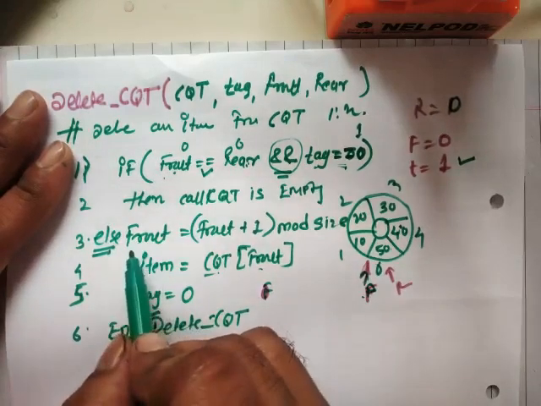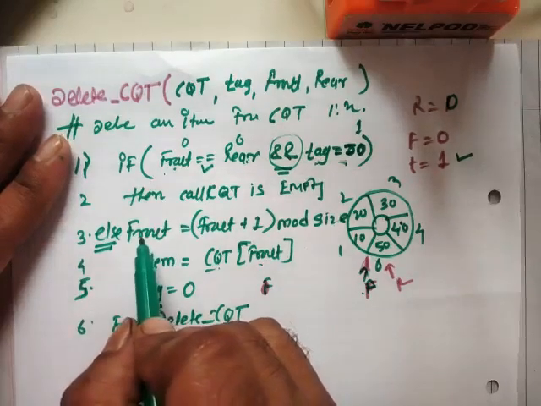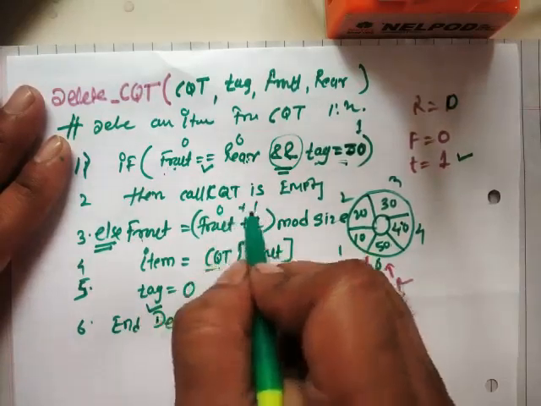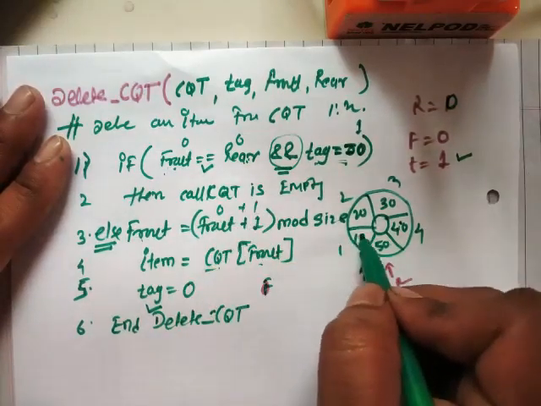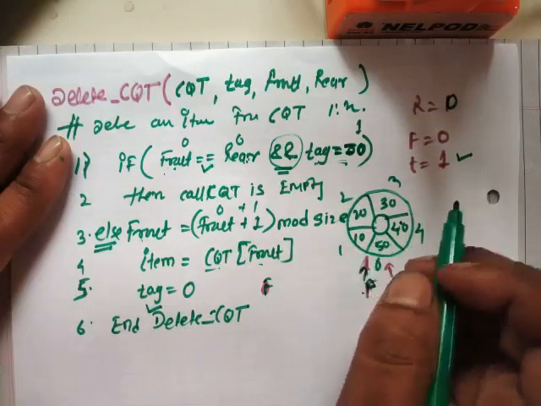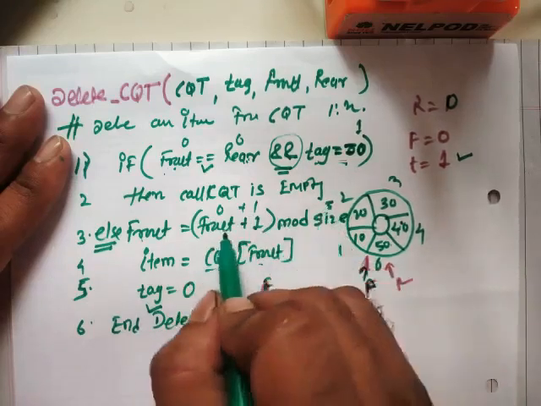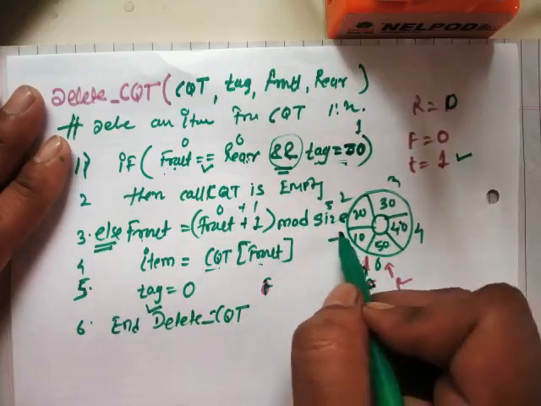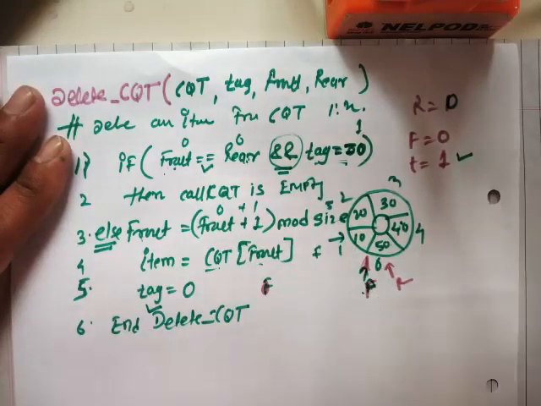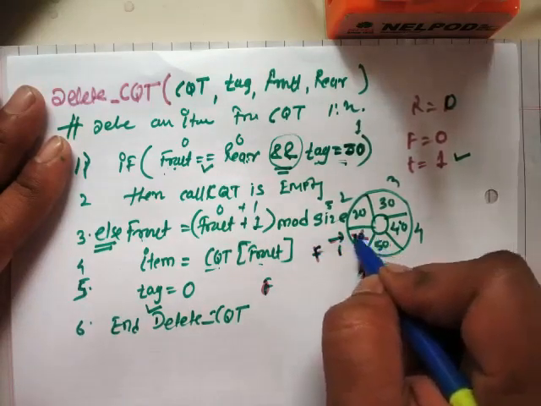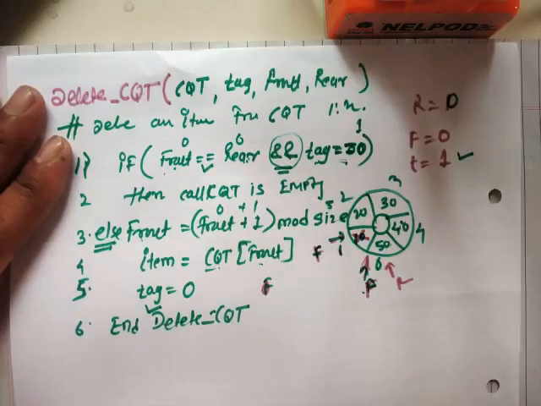Now in the else part, what we are checking is we are finding the front position. Now front is equal to 0 plus 1. Since we inserted 10 first, it must be removed first, isn't it? So 0 plus 1, 1 mod of 5, it will produce 1. So now your front is pointing to index 1. Means this element is deleted.